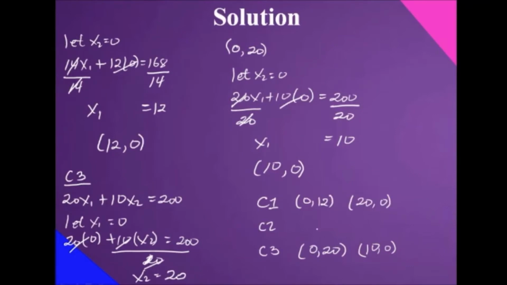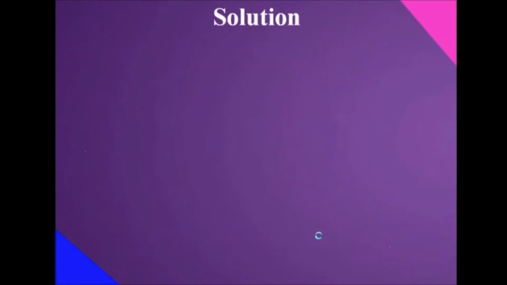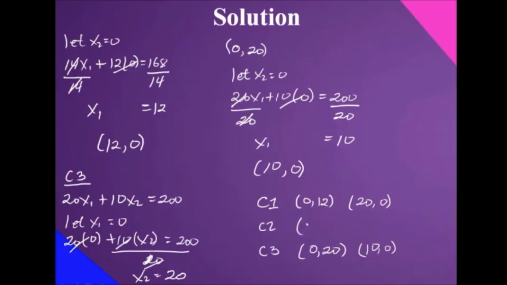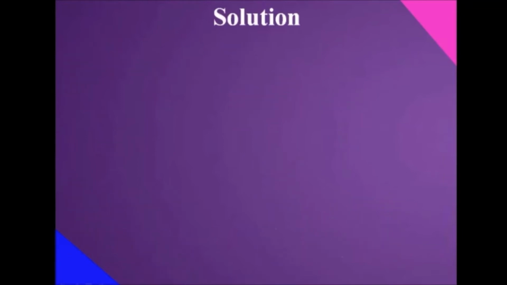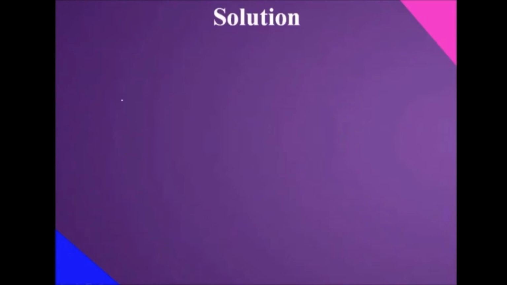For C2, ang una niya dito. So, yan. 0, 14, and 12, 0. Okay. So, ayan na yung mga ating coordinate pairs. Sige. Ang highest ngayon, titingnan natin, ang highest natin is 20, no? So, para hindi kayo mahirapan mag-plot ng mga graph natin, dapat hanggang 20 ang gagawin natin.